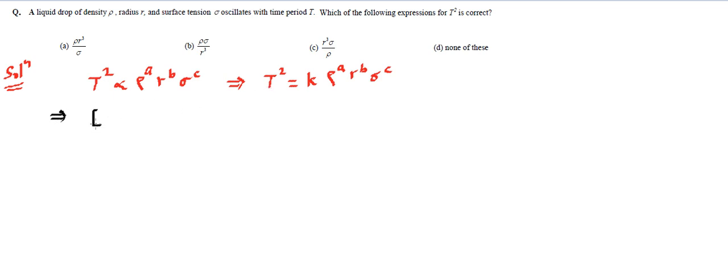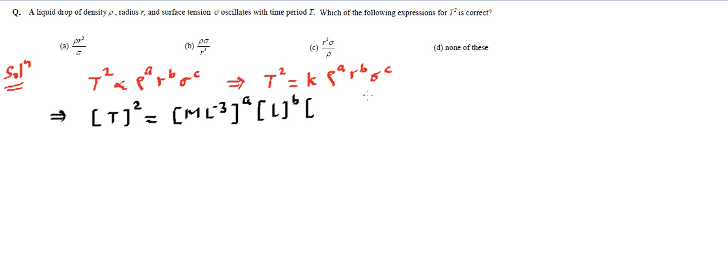So T has a dimension of time, so we write T raised to power 2 on the left hand side. On the right hand side, k is dimensionless, so its dimensions need not be written. Rho is a density, and density is mass per unit volume. So mass is M, volume is L raised to power minus 3, and that whole thing is raised to power a. Then we write radius. Radius is a length, so we write length L raised to power b.